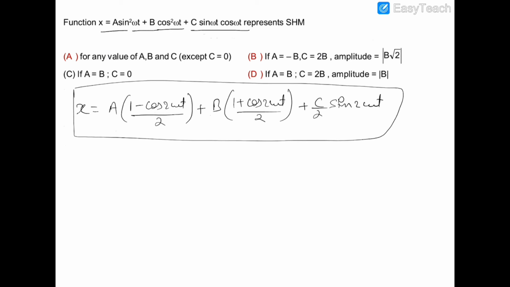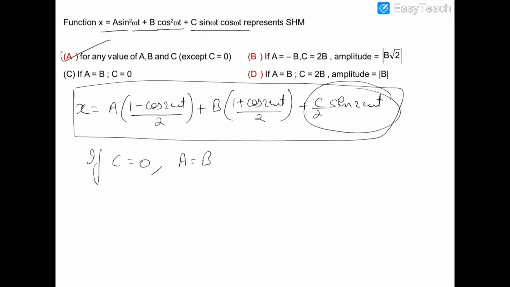But if c is 0 and if a is equal to b, then this function, this would be 0, and if a is equal to b, then you can see that a square would be common and sine square plus cos square would be 1. So this function would be only equal to x is equal to a square. So this would not be a simple harmonic motion. So option number A is correct.